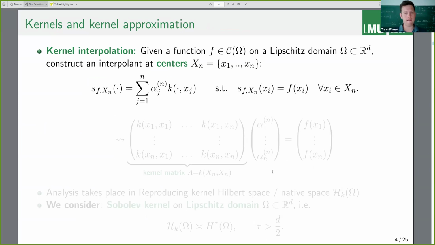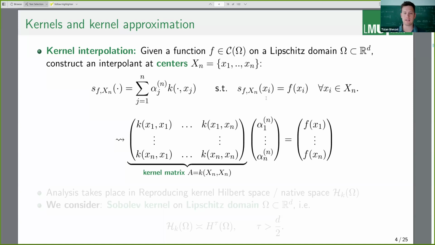And then some more information on this kernel interpolation. How do we compute these coefficients? At least in theory, we can set up this linear equation system based on the interpolation conditions. This will yield this linear system here.